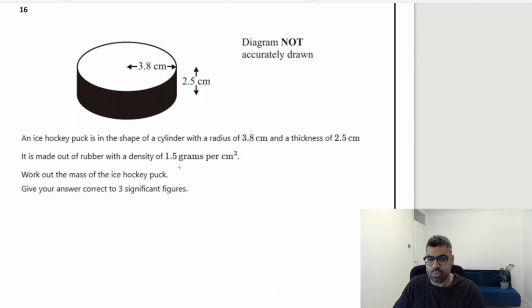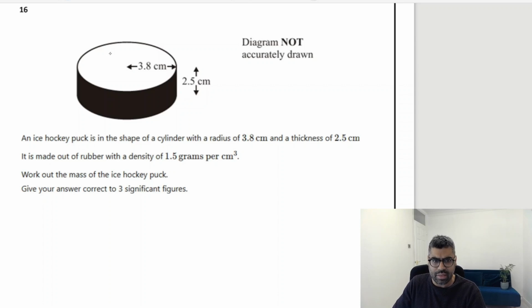So in order to work out the mass, first we're going to need to work out the volume. Once we've worked out the volume, we can times that by 1.5 grams, and that will give us our answer. We have to also remember to put it into 3 significant figures. Failure to do so will mean that we lose a mark. So let's work out the volume first.